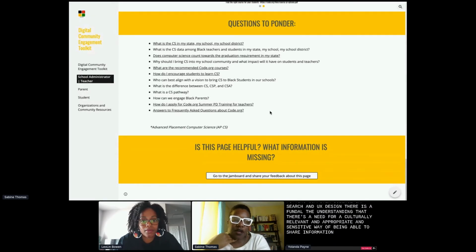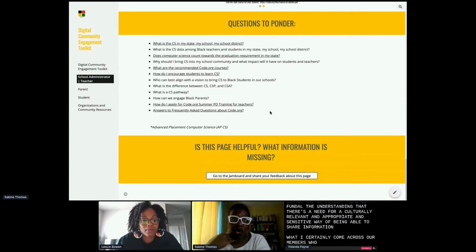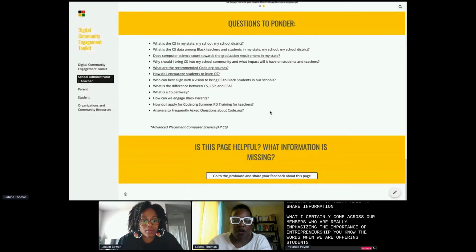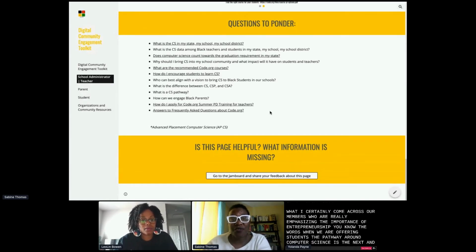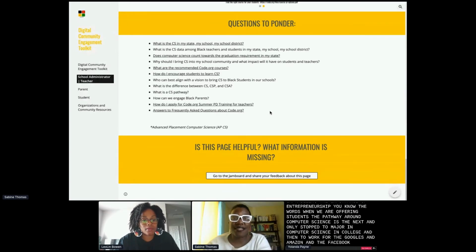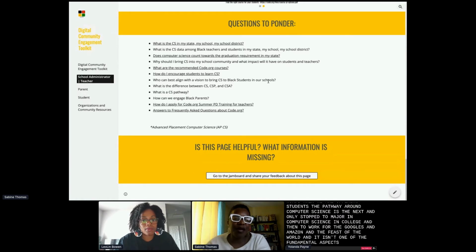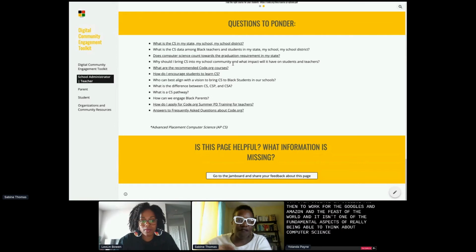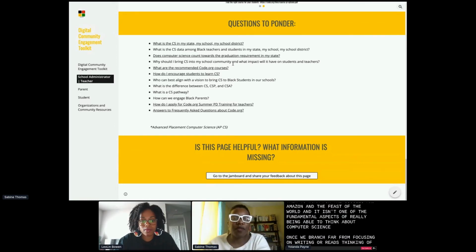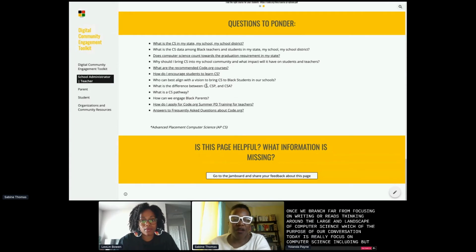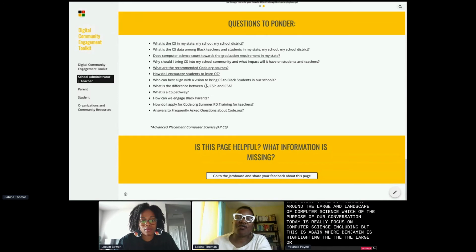A lot of what I certainly come across are community members who are really emphasizing the importance of entrepreneurship. In other words, when we are offering our students the pathways around computer science, is the next and only step to major in computer science in college, and then to work for the Googles and the Amazons and the Facebooks of the world? And it isn't the case. So one of the fundamental aspects of thinking about computer science is to also start thinking about entrepreneurship. What else happens, right, once we have access to computer science? And once we branch away from focusing on coding, we're really thinking about the larger landscape of computer science, which for the purpose of our conversation today is really focused on computer science and coding. But this is, again, where Ruha Benjamin is highlighting the large prospect of understanding the long-term impact of computer science.